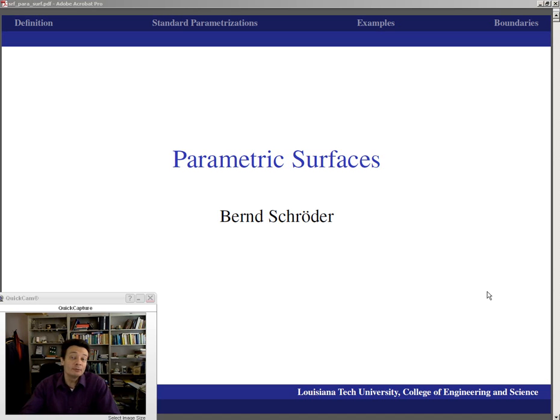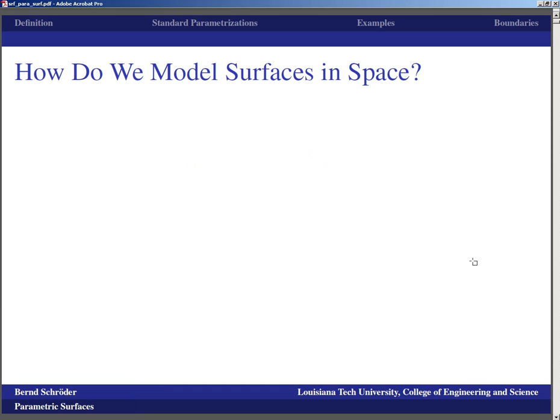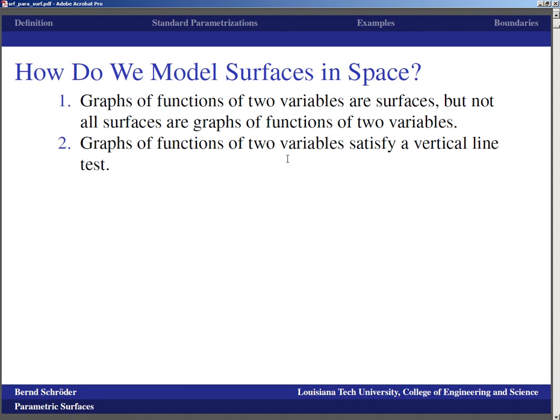Okay, so why would we want to work with parametric surfaces? Basically, the idea is that we want to model surfaces in space. And if we do that, we realize that graphs of functions of two variables are surfaces, but not all surfaces are graphs of functions of two variables, and that is because graphs of functions of two variables satisfy a vertical line test, right? When you've got a graph, you've got the domain underneath, and so you go up to the graph and then over to get the z-coordinate that gives you the output of the function.